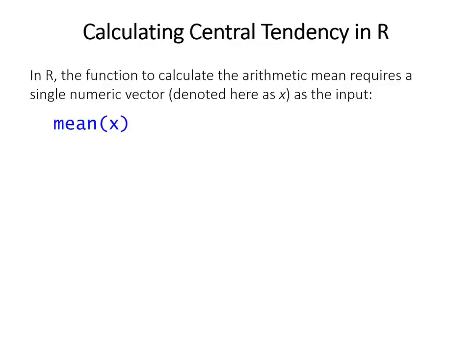In R, it's very easy to calculate a central tendency because there are built-in functions to do specifically this. You'll need a group of numbers, which is called a numeric vector in R, as the input. I'm going to denote that here as x. I'll just use x as our string of numbers. The function to calculate the mean is, perhaps not surprisingly, called mean. The output will be displayed to the screen, or it can be assigned to a variable. So you just do mean, brackets, x, and that will calculate the mean of that numeric vector x.